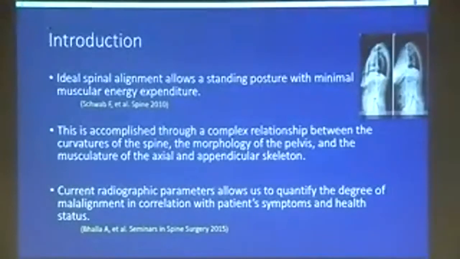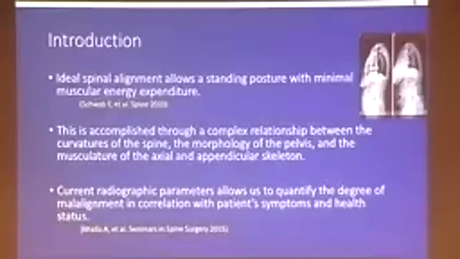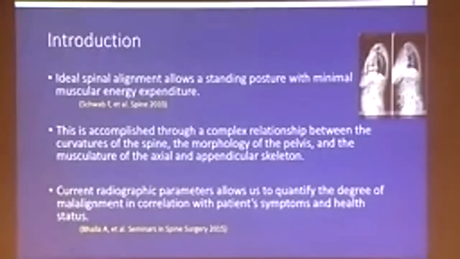Ideal alignment, which allows a standing posture with minimal muscular energy expenditure. So when you're standing, you're not putting too much pressure on any of the muscles. That's the ideal alignment. This is accomplished through a complex relationship: the curvature of the spine, the morphology of the pelvis, and the musculature of the axial and appendicular skeleton. Current parameters allow us to a certain degree to look at alignment or malalignment, and depending on that, we know patients' symptoms and health vary.